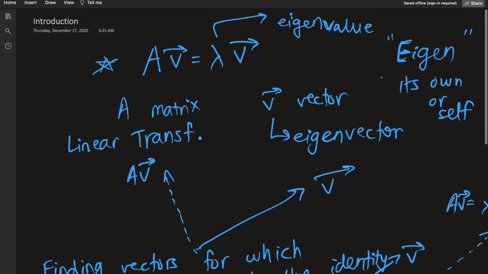Okay, now let's try to calculate eigenvectors and eigenvalues the traditional way first. See you on the fresh page.